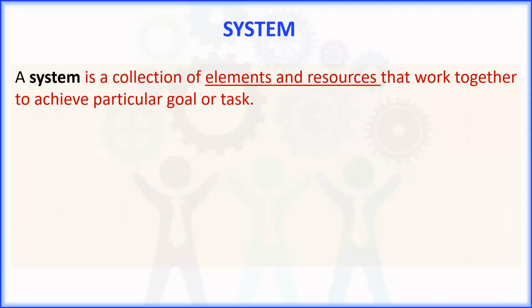Each and every system has a goal or task. To achieve this task, they consist of different types of elements and resources. These resources may be mainly two types: human resources and physical resources. Collecting human and physical resources will help to achieve our goals.